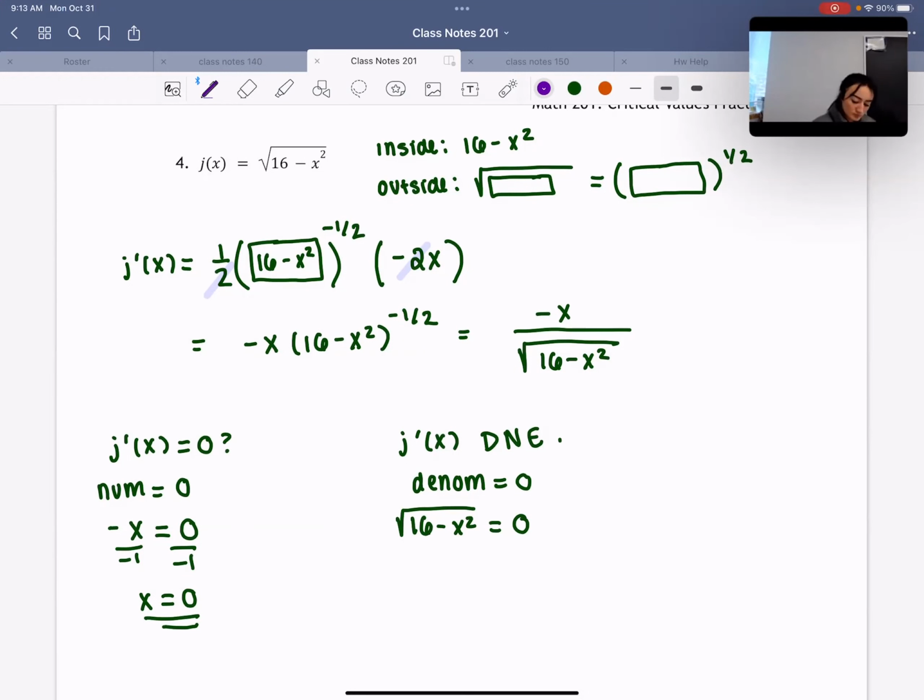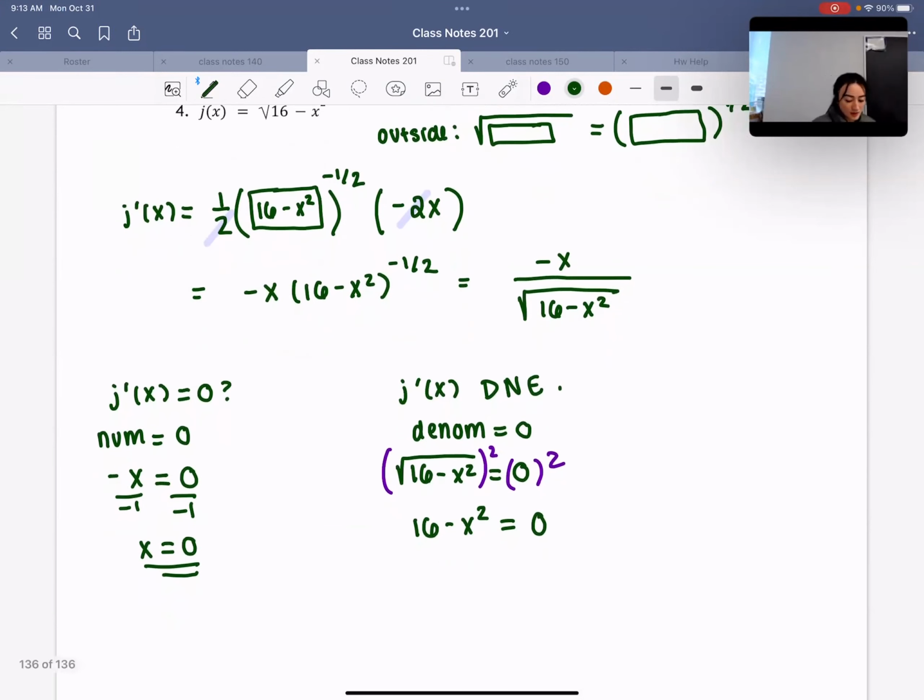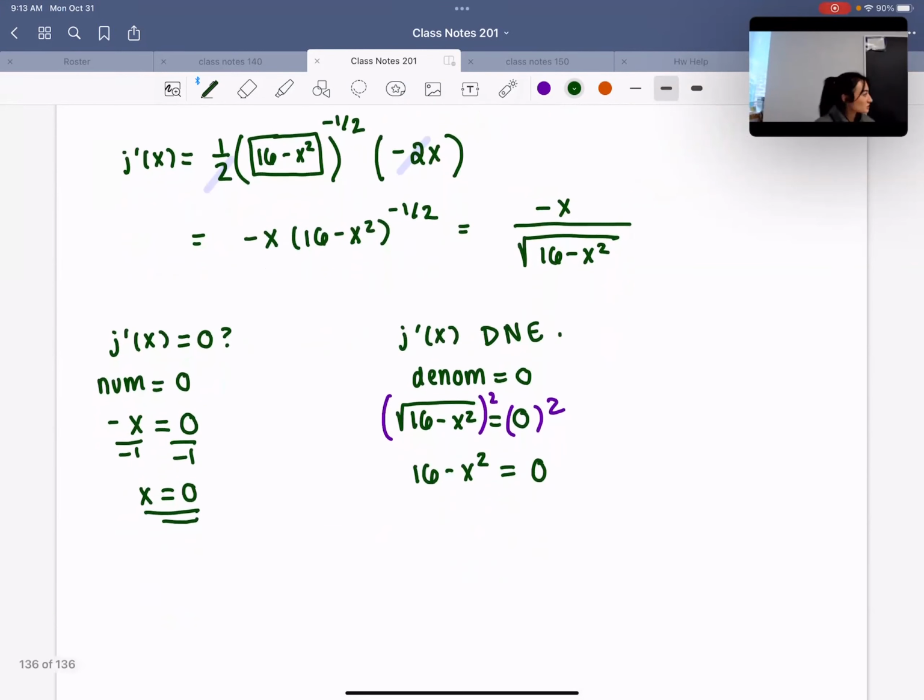Squaring both sides. Good, square both sides. So the square and the square root cancel out, so I'm left with 16 minus x squared equals 0 squared, which is 0. Okay, and at this point, it's pretty easy to see how to solve for x. We can subtract 16 on both sides. So negative x squared equals negative 16.